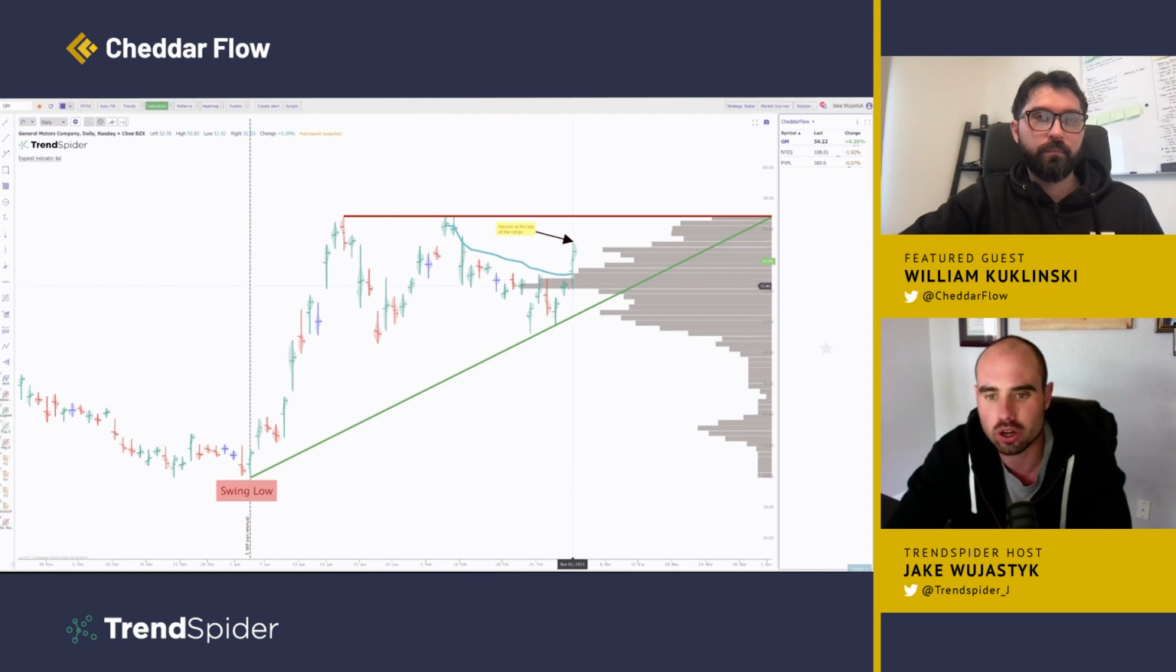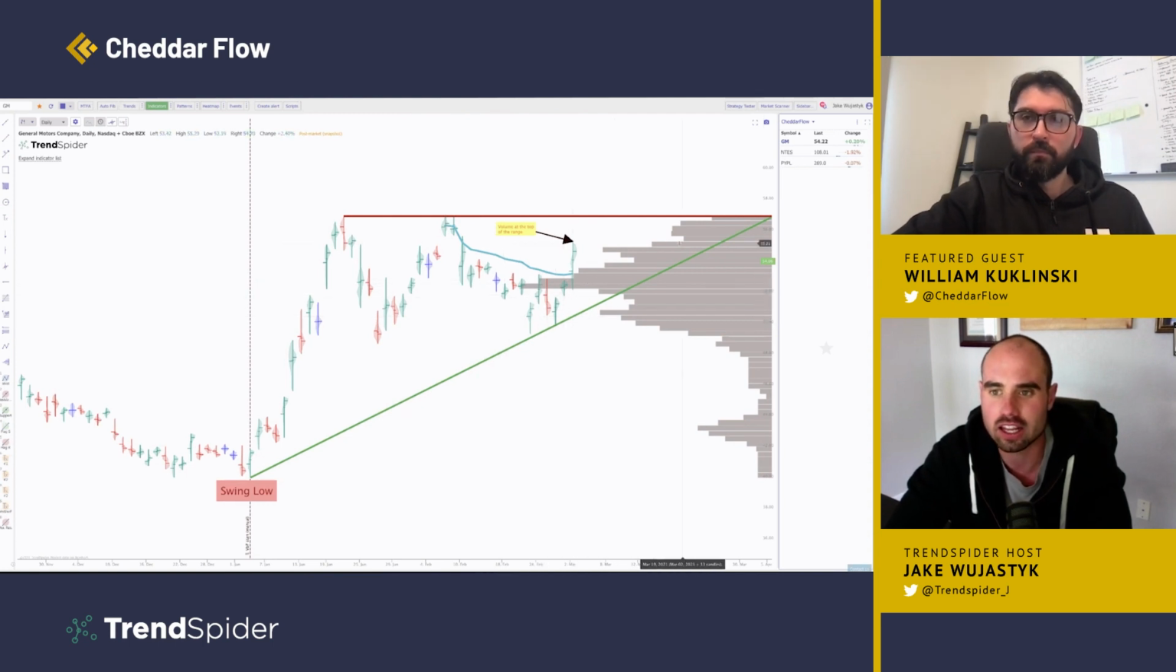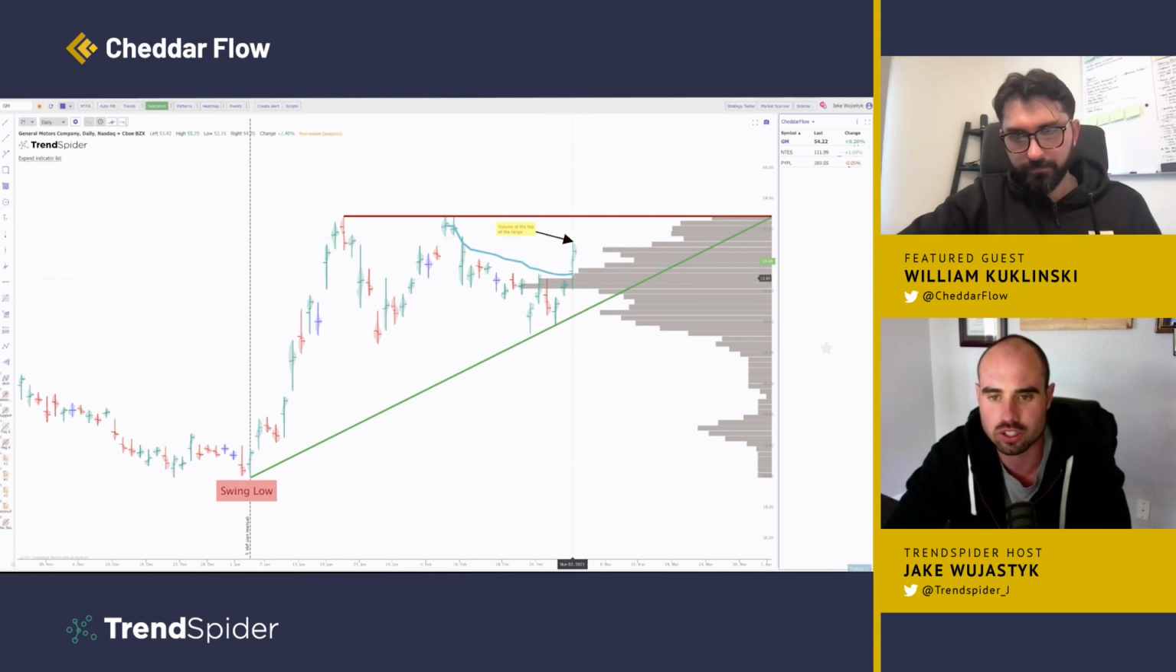But I did want to go over these examples that Will went over, really looking one at the raindrops, especially on GM. So GM has seen some flow over the last couple of days. And on top of that, we broke out of a pretty important level. So we broke out of this swing high anchored VWAP here today on Tuesday, March 2nd.